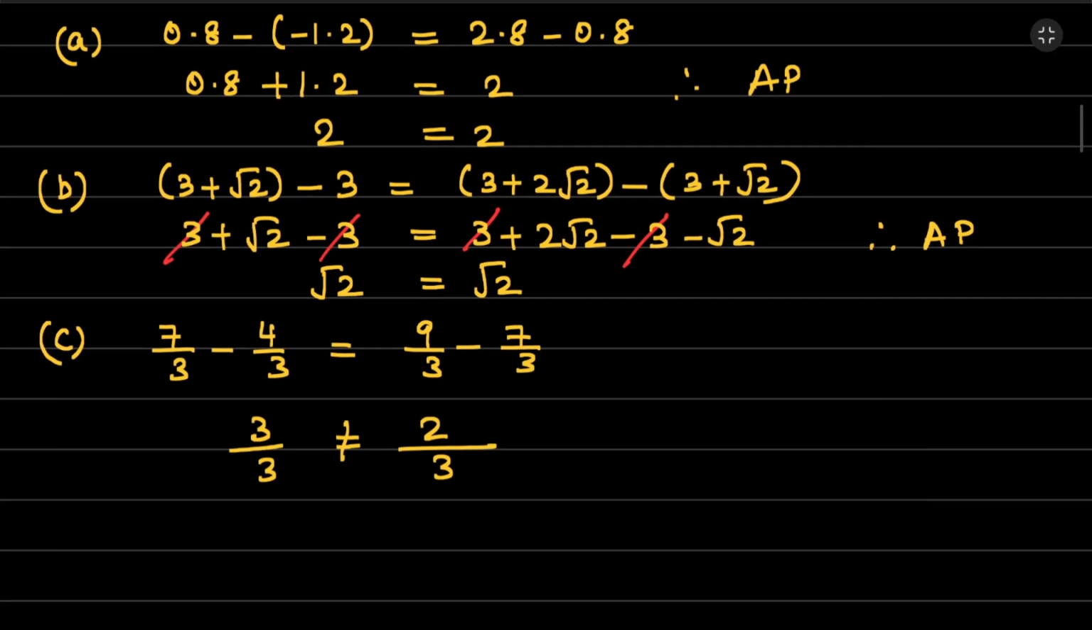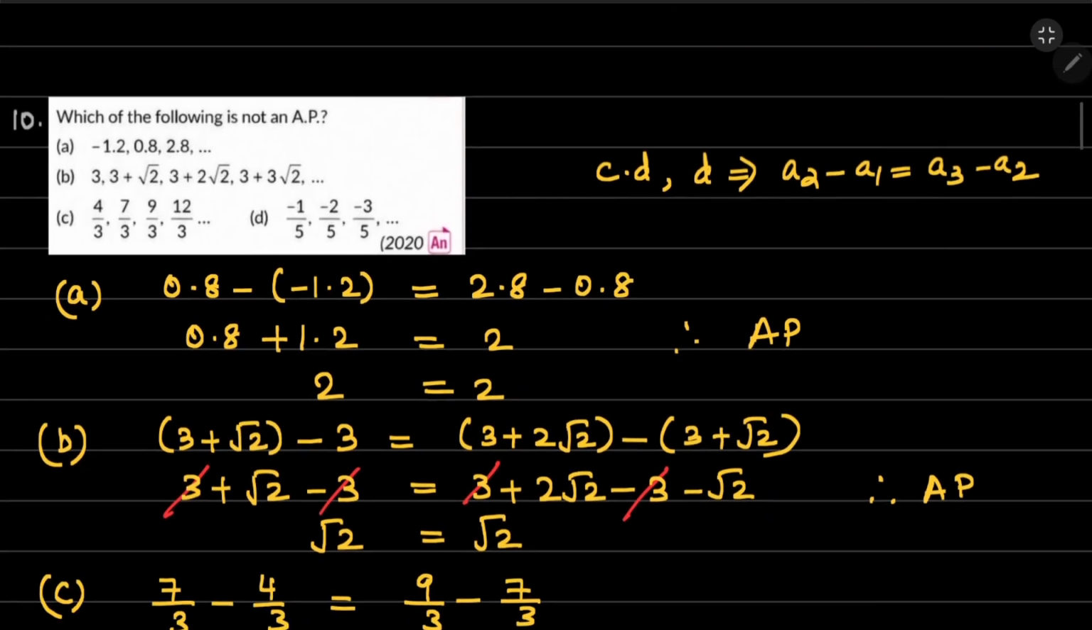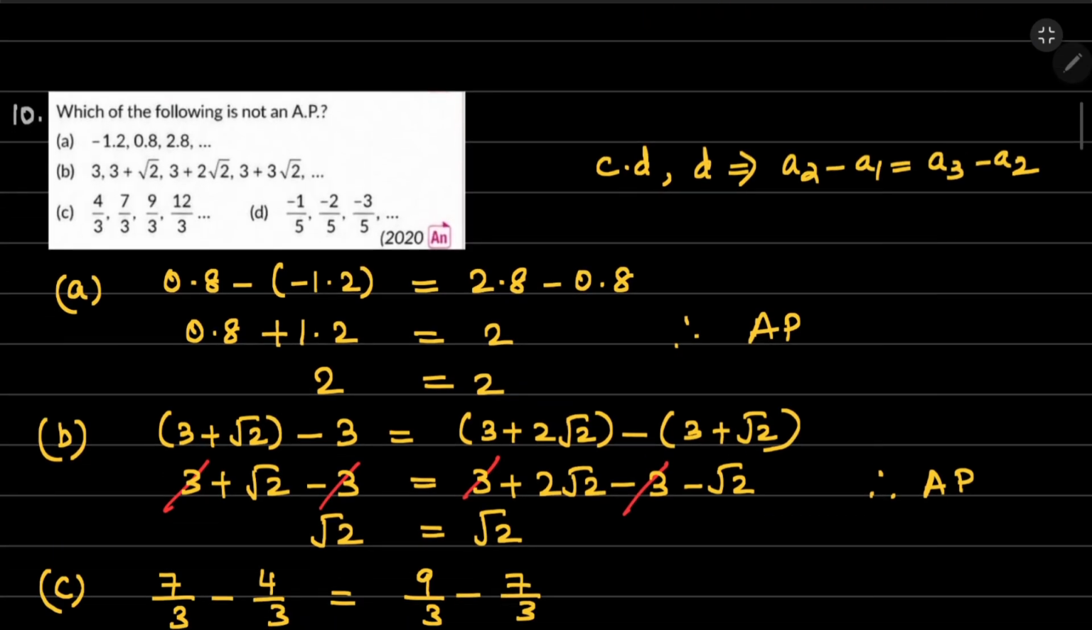What do you see here? A2 minus A1, the difference between the first term and the second term is not equal to the difference between the third term and the second term. Therefore, it is not an AP, not an arithmetic progression. So, you're asked which is not an AP. So, option number C is not an AP. Let's move on to the next question.